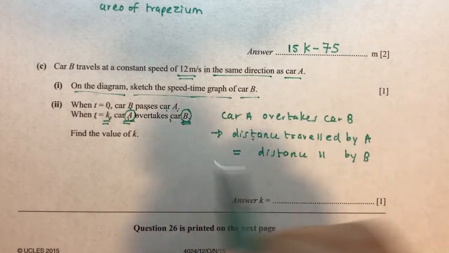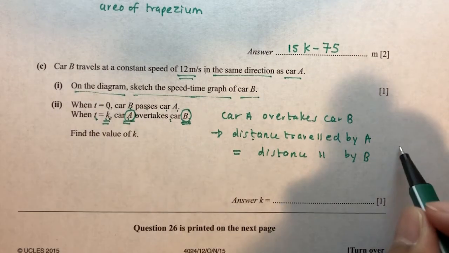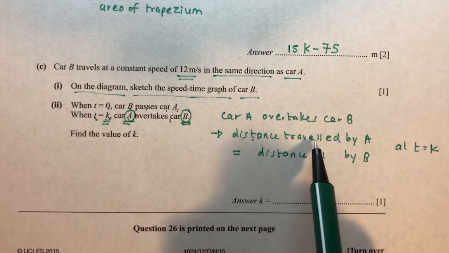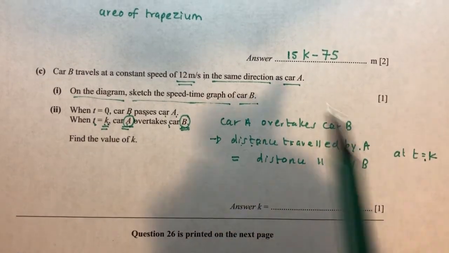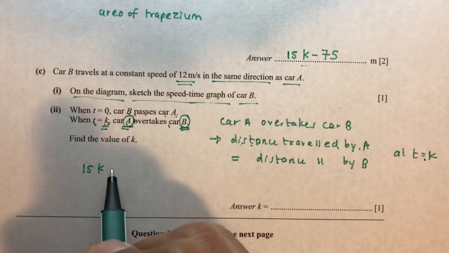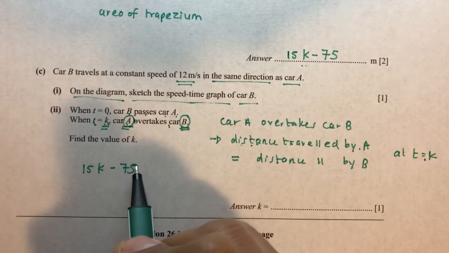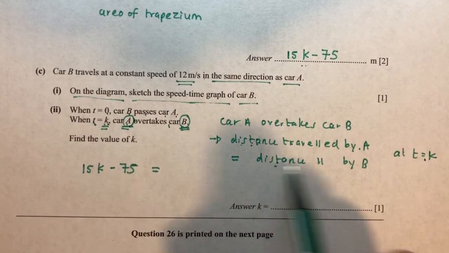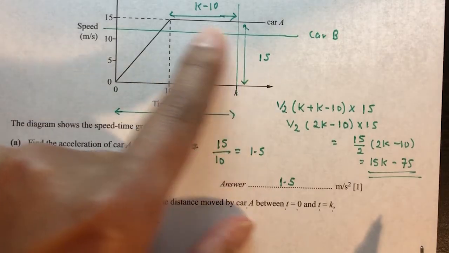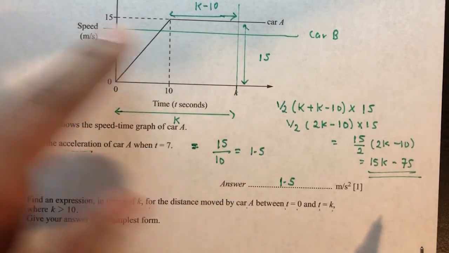So we know that it says at time t equal to k, so at time equal to k, what is the distance traveled by A? We have found this in part B. So it will be 15k minus 75, equal to the distance traveled by B at time k. So as we can see, this is B, and the distance traveled by B is the area under the graph, which is 12 times k.